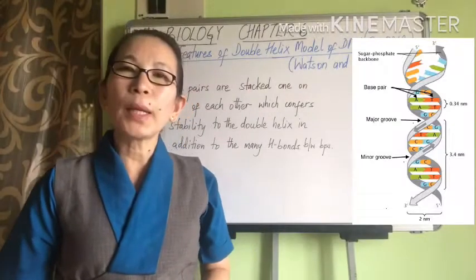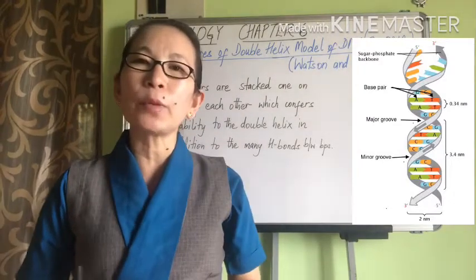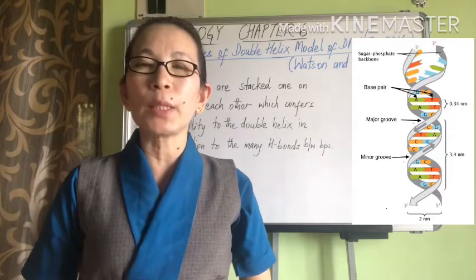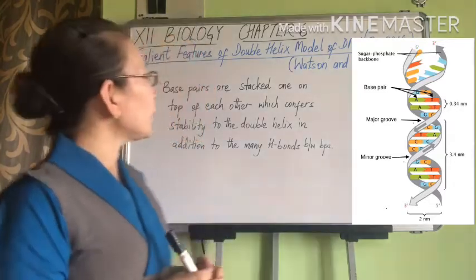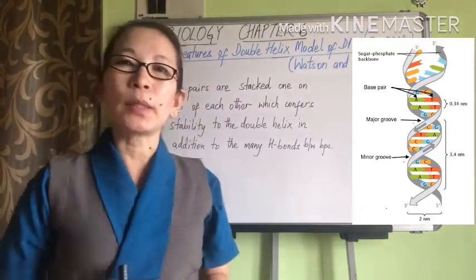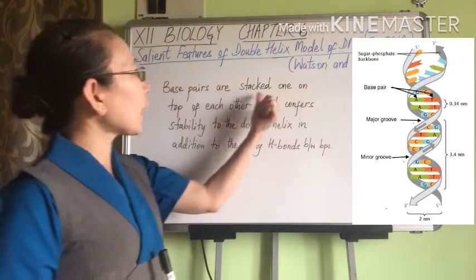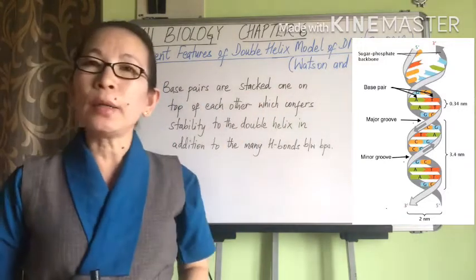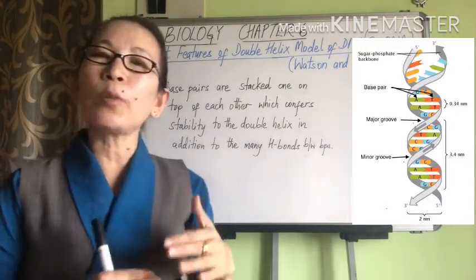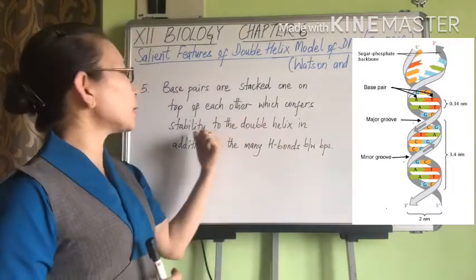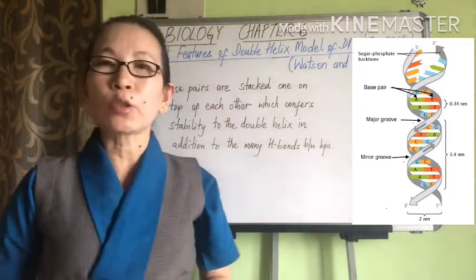In addition to the many hydrogen bonds between base pairs that confer stability to the double helix structure of the DNA, the base pairs are arranged such that they are stacked one on top of each other, and this stacking of the base pairs also confers stability to the double helix structure.